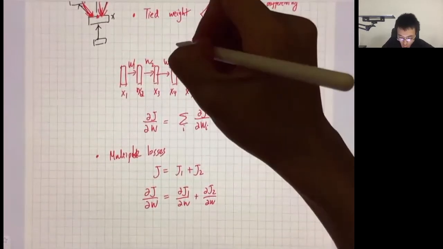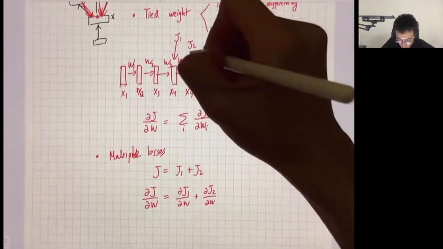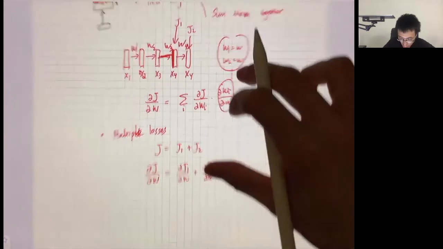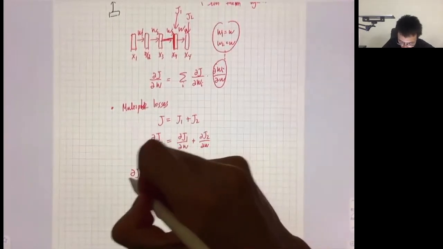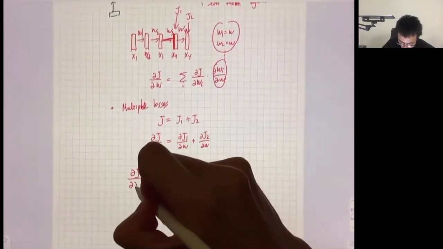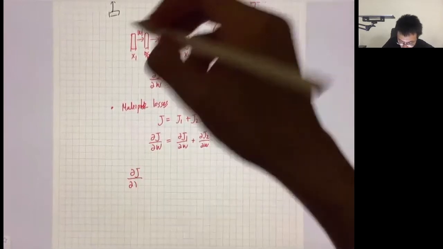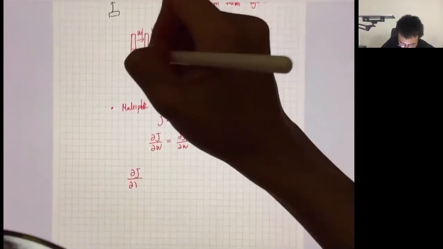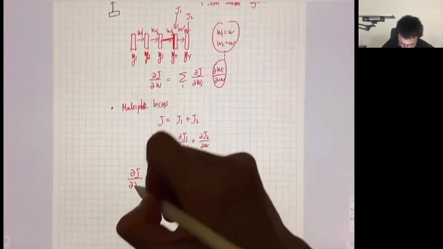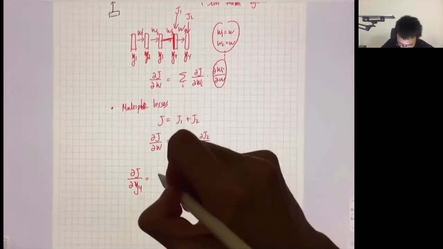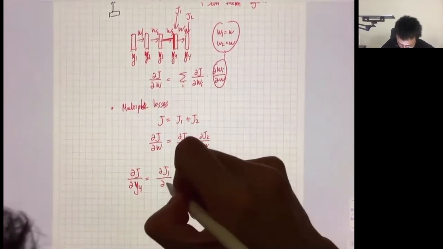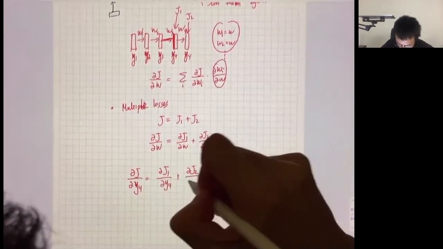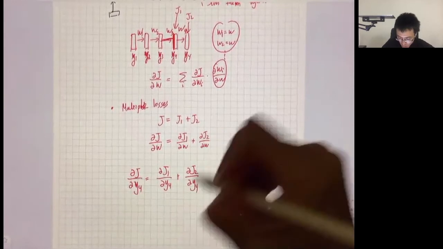Because if you have the J here and J there, then the partial derivative for X4, so let's call this layer, let's call them Y's, okay? To be consistent with our notations. The partial derivative of J with respect to Y4 is actually the partial derivative of J1 with respect to Y4 plus the partial derivative of J2 with respect to Y4, right?